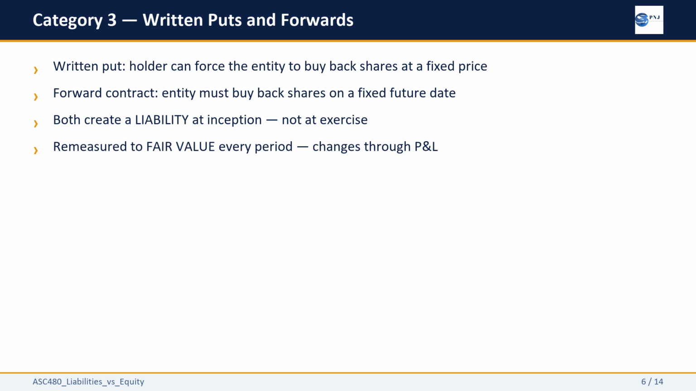Category 3 covers instruments that obligate the entity to repurchase its own shares. A written put gives the holder the right to sell shares back to the entity. The entity cannot refuse. A forward repurchase contract gives the entity no option at all, it must buy. Both create a present liability from the moment they are entered into. Both require fair value remeasurement at every reporting date, with all changes, gains, or losses flowing through the income statement. This is the category most likely to generate surprise P and L volatility.